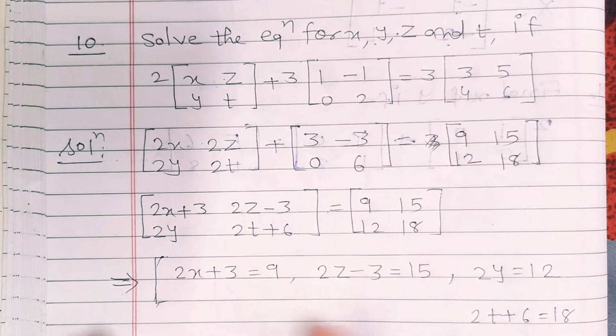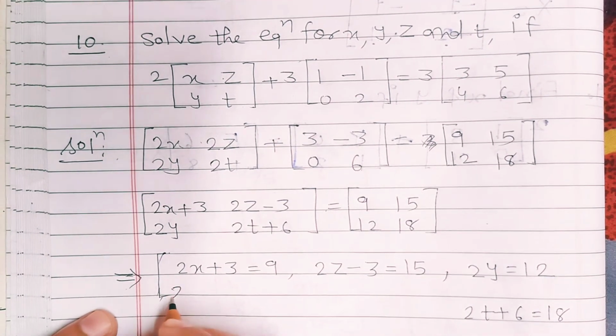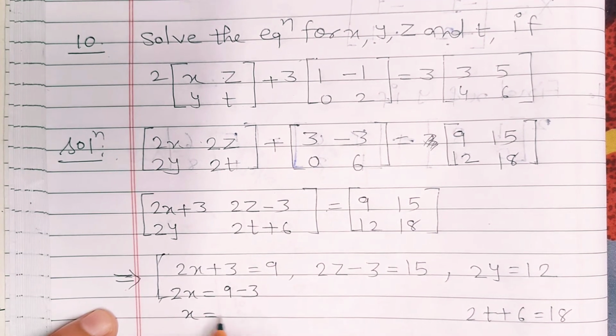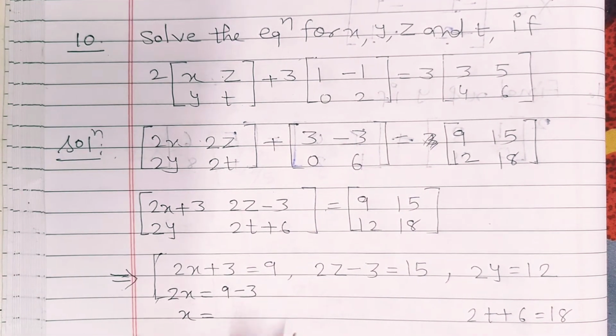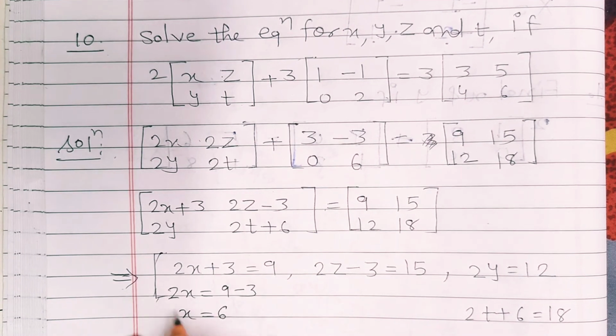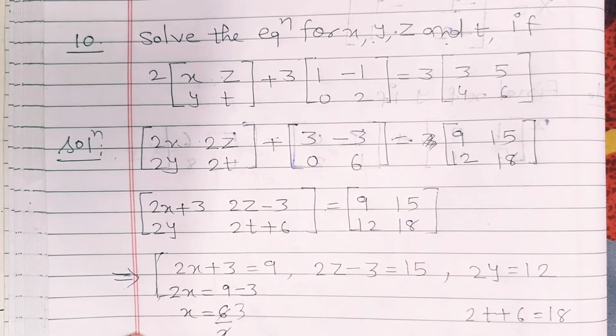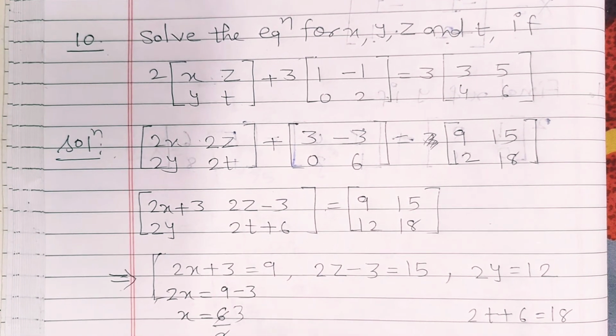These are the equations. So what will be x? 2x will be 9 minus 3. So x will be 9 minus 3 will give you 6. Divide by 2. So x will be, 2 threes are 6. So here we will get x is equal to 3.